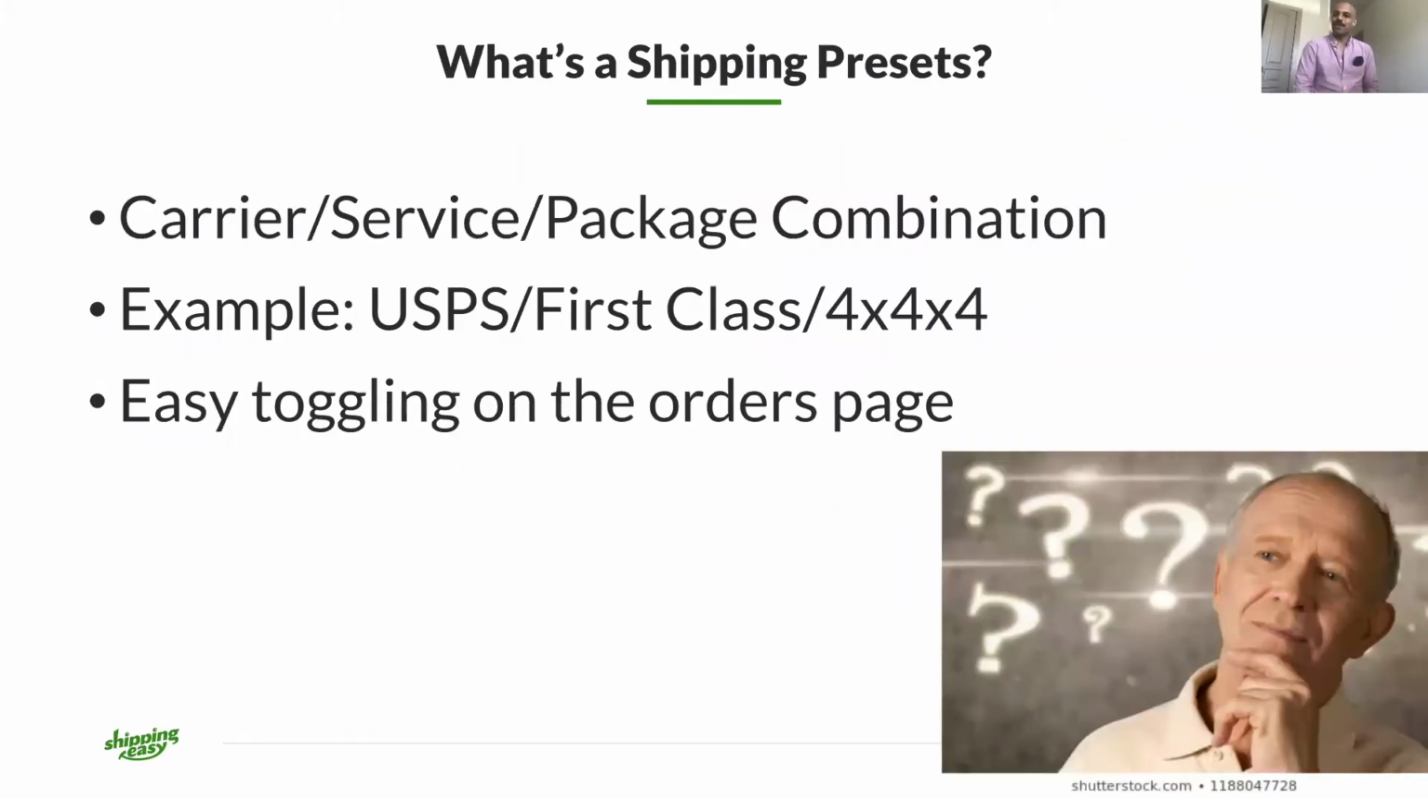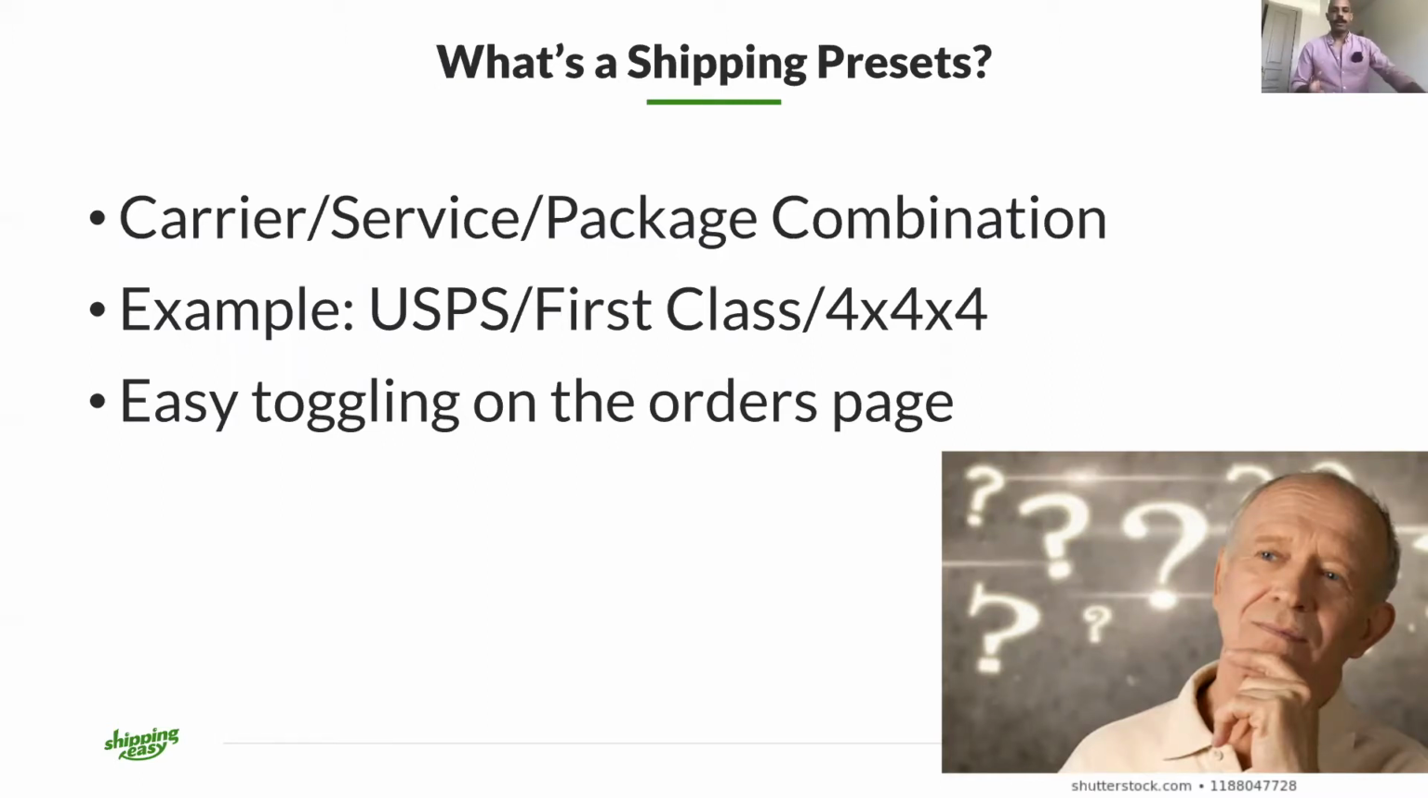So we're going to start with what a shipping preset is. Before we get to the actual orders page, this is going to make shipping from the orders page a lot easier. I love this picture. A shipping preset, what is it? It's a carrier, service, and package combination. So an example could be United States Postal Service, first class mail, and a 4x4 package. That is a combination of a carrier, a service, and a package. And you can use those combinations to ship out really quickly.